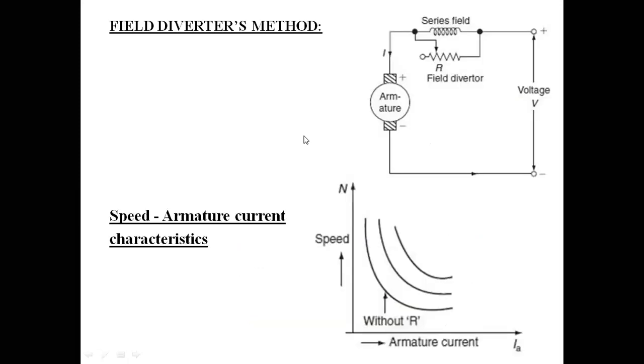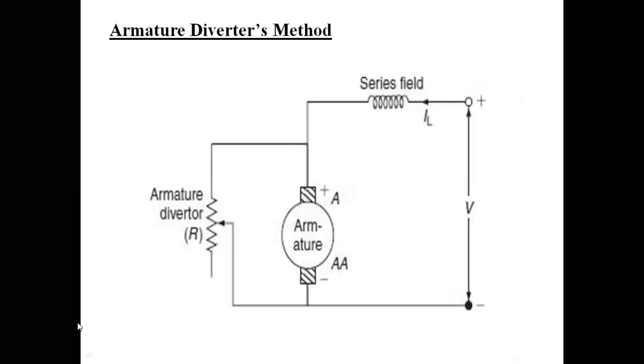See the circuit connection of the field diverters method. Just check it out. Differentiate between the connections made for the shunt and the connections made for the series. So here, a resistor is going to be connected parallel to the series field. Have you noticed?